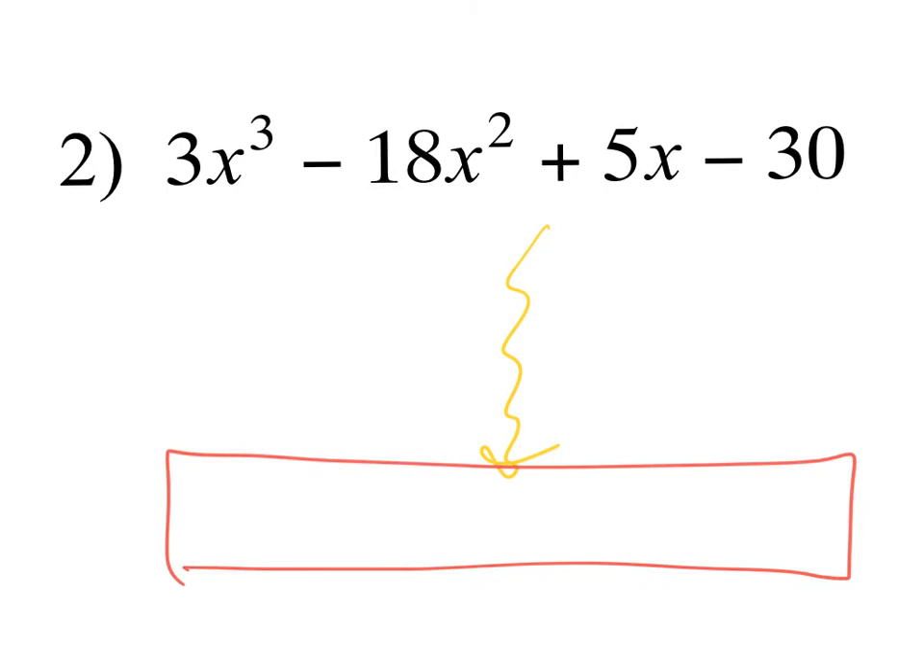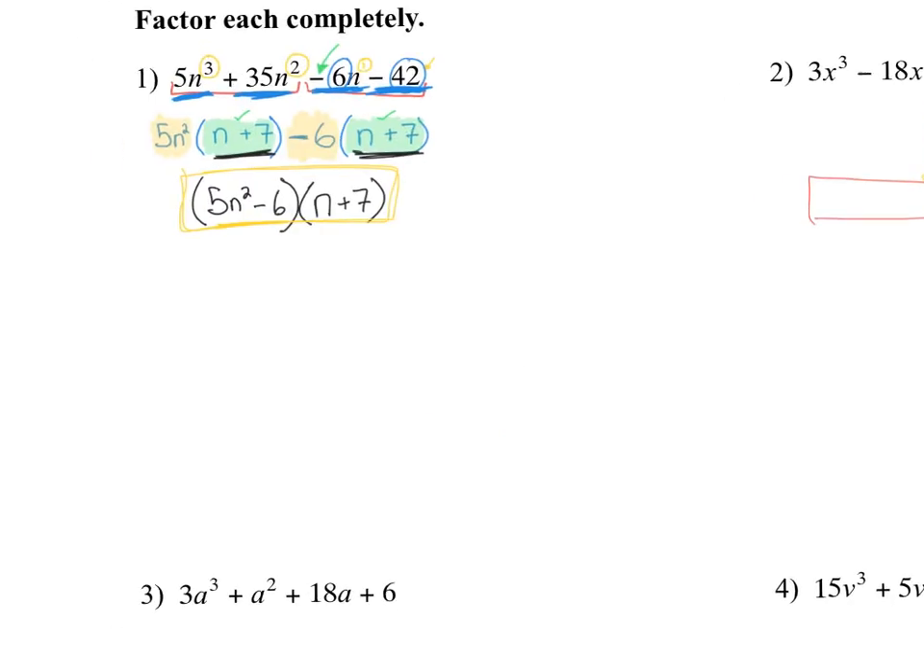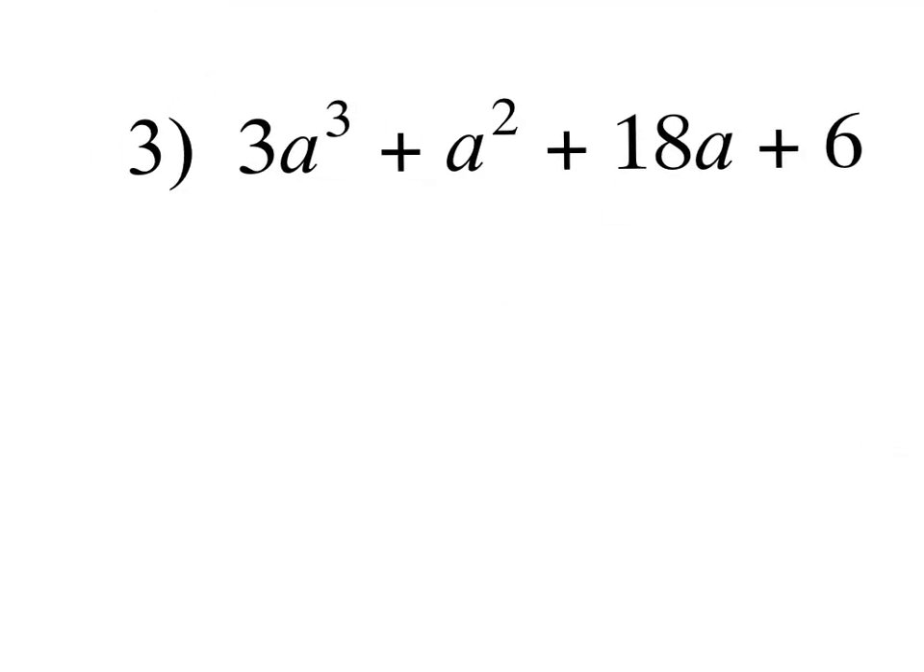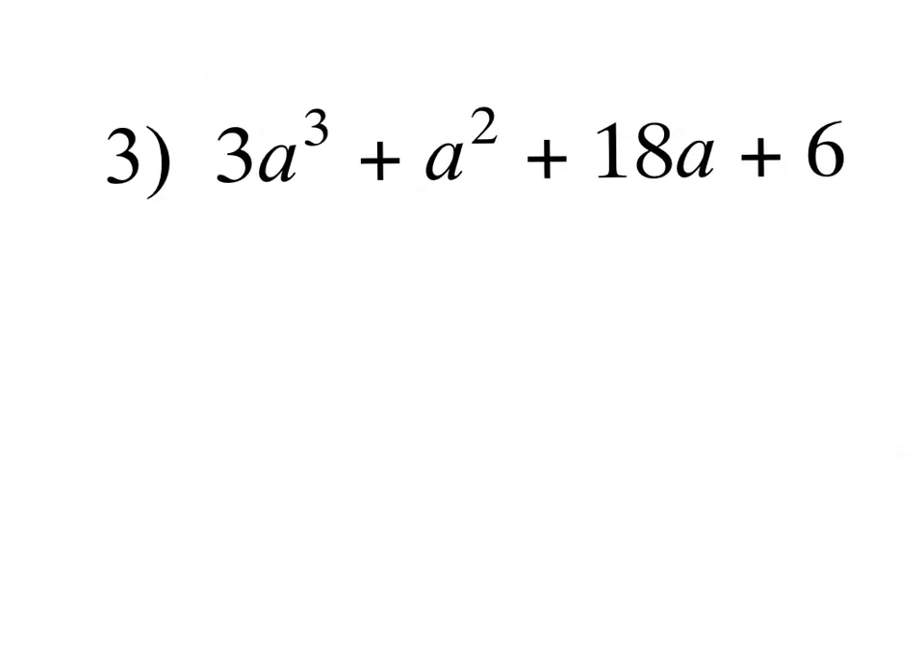Okay, so pause it there if you need to take your time to do that because you're going to upload that. Okay, let's go on to number 3. Number 3, factor by grouping. Here we go. It's already in order. 3, 2, 1, none. Group the first two chunks. Group the second two chunks.